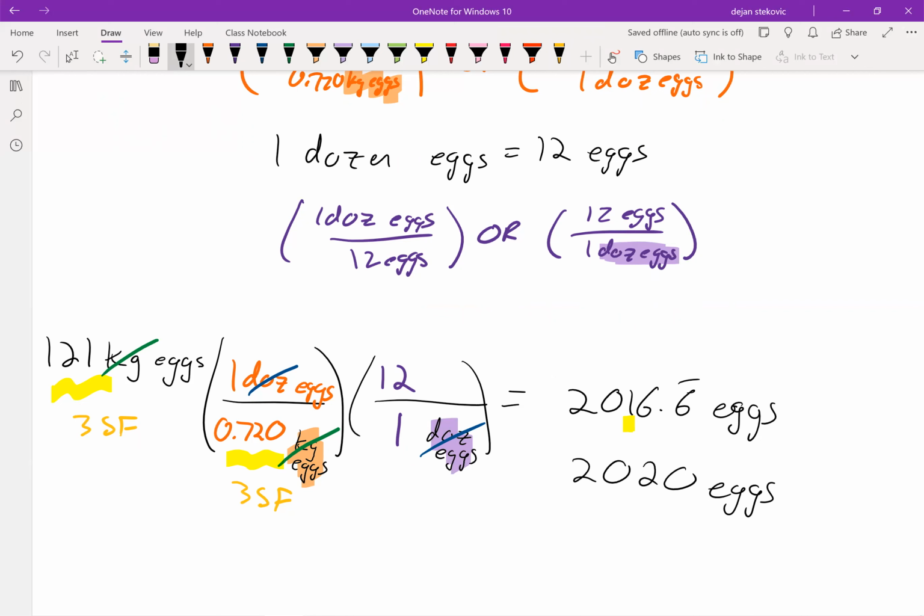And so this technique is going to work with a lot of things in chemistry. They're too small to count, so we count by weighing. So next up, we'll check out how we do that.